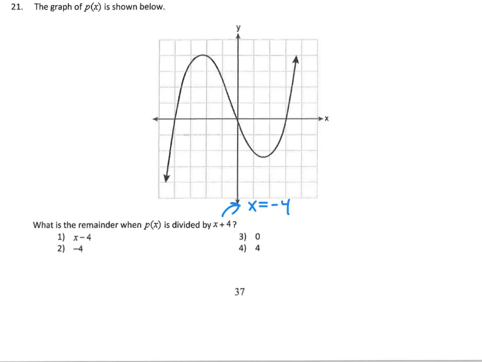So let's go to where x equals negative 4, and we can see right here the graph is crossing through the x-axis, so the y value here is 0. So what that means is the remainder would be 0. Okay, you're looking for what p of negative 4 is equal to, and p of negative 4 is equal to 0.